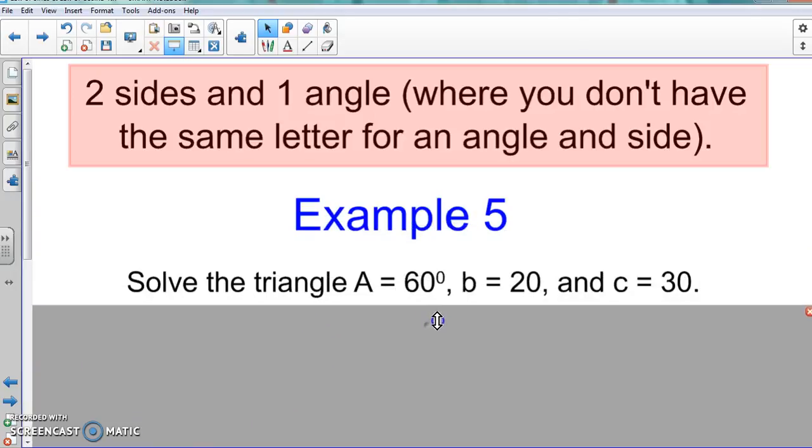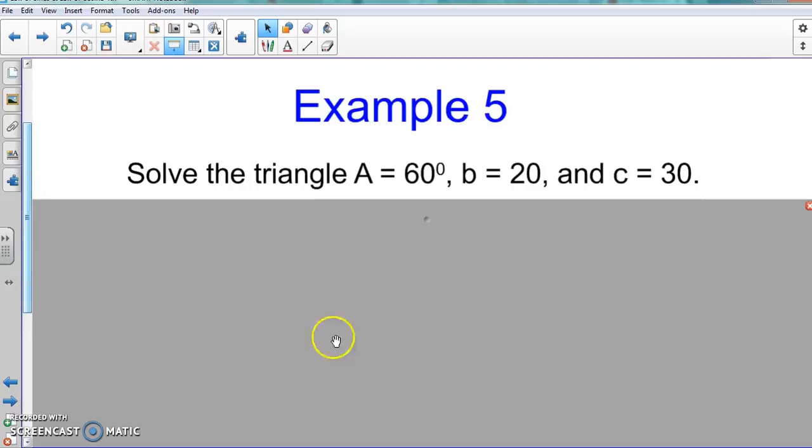So for example 5, we're going to deal with solving this triangle. And we have angle A, side B, and side C. And with that, if you notice, none of these letters match up. None of them. So therefore, you have to use the law of cosines because none of these letters match up. Okay, so let's go ahead and move into this.